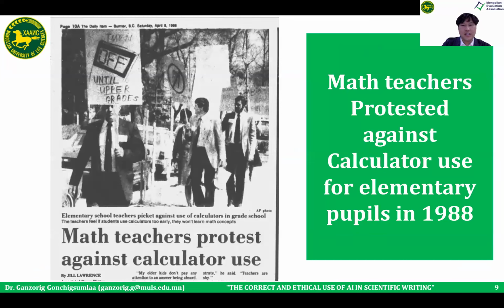So interestingly, in 1988, math teachers protested against the use of calculators by elementary pupils, which makes some sense, because if young pupils learn only with a calculator, they don't know how to calculate by hand. So it's really meaningful.